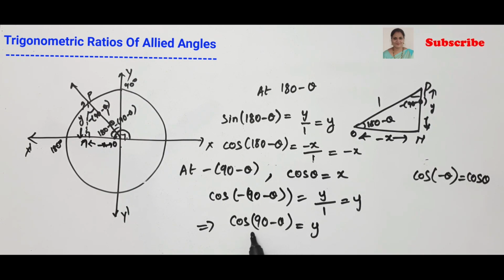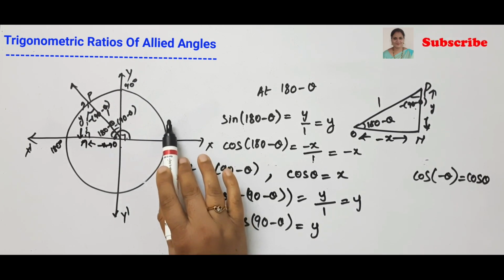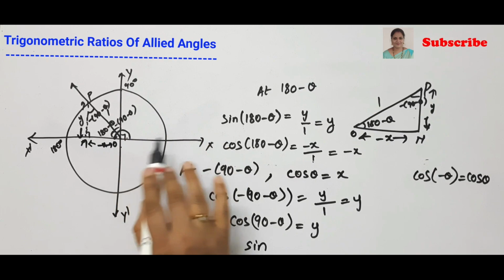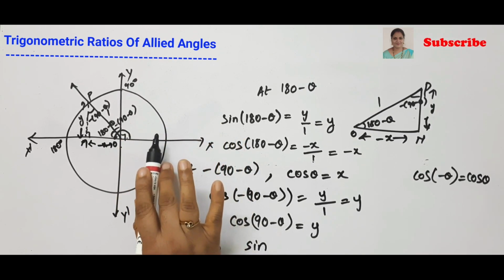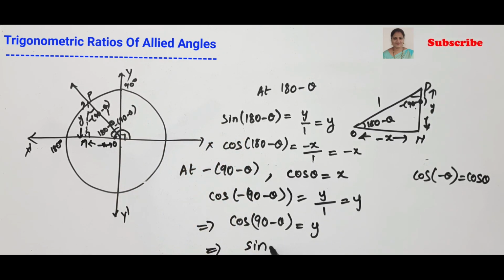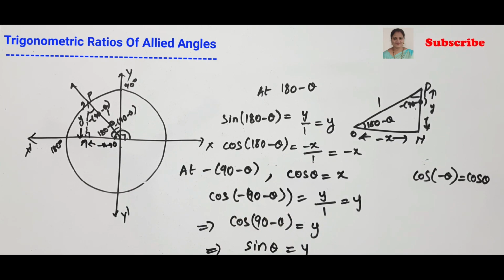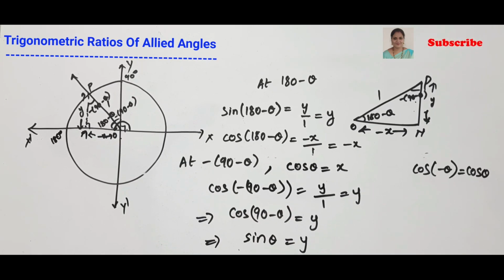Cos of 90 minus theta. So 90 minus theta means it is in the first quadrant. First of all, we have to change the trigonometric ratios because it is a multiple of 90. 1 into 90, odd into 90. So cos changes to sine and 90 minus theta will be in the first quadrant. So it will be positive. All trigonometric ratios in this first quadrant are positive, is it not? So sine will be positive. So it will be sine theta is equal to y. So at 90 minus theta, we got sine theta is equal to y.